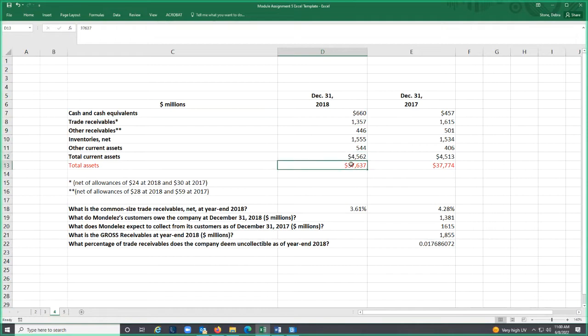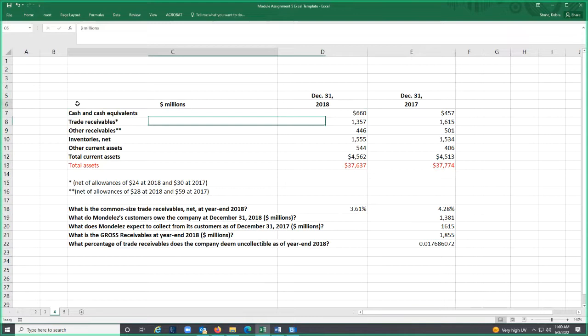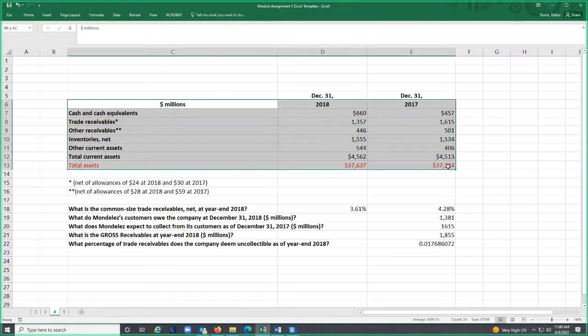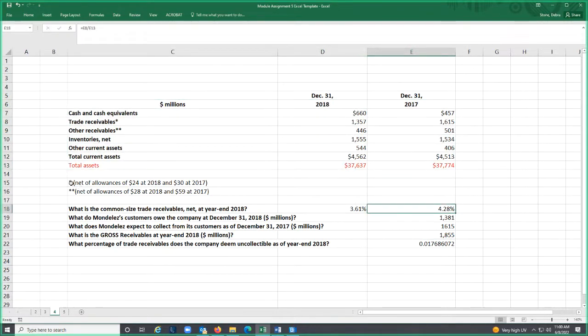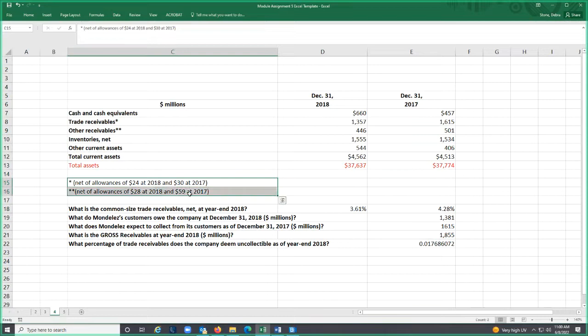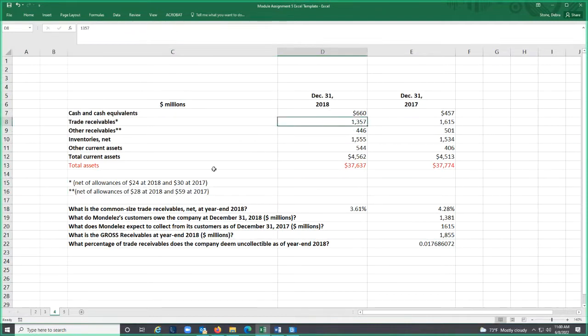I give you all these numbers. These are all numbers given to you in the problem. Right here, all of this I copied over. Now look at these because we're going to use this. It's also telling you that the trade receivables are net of allowances. So this number already has the allowances taken out, and that's 24 at 2018 and 30 at 2017. And this number also has allowances already taken out, and those are the numbers.